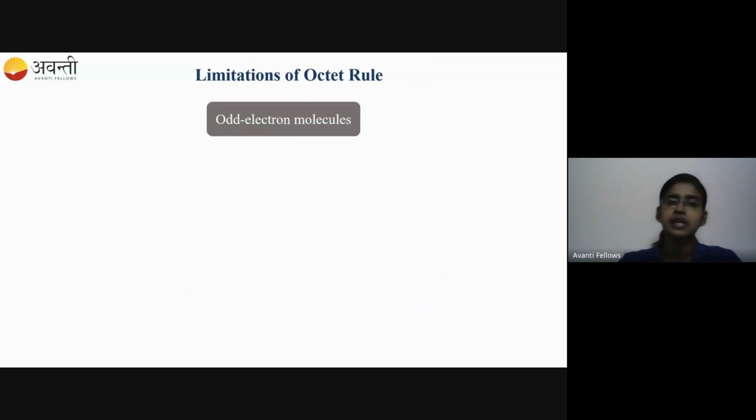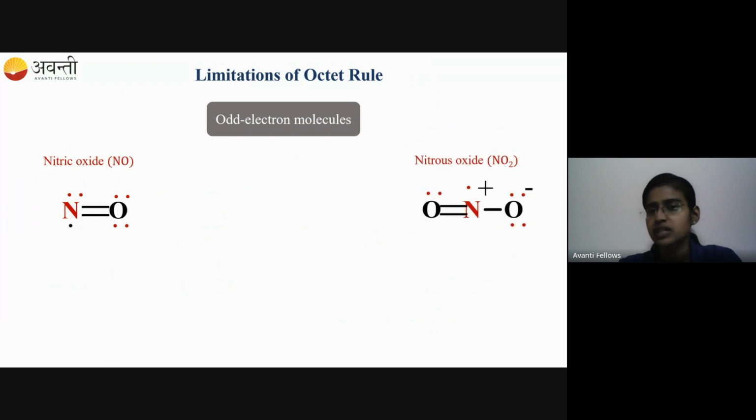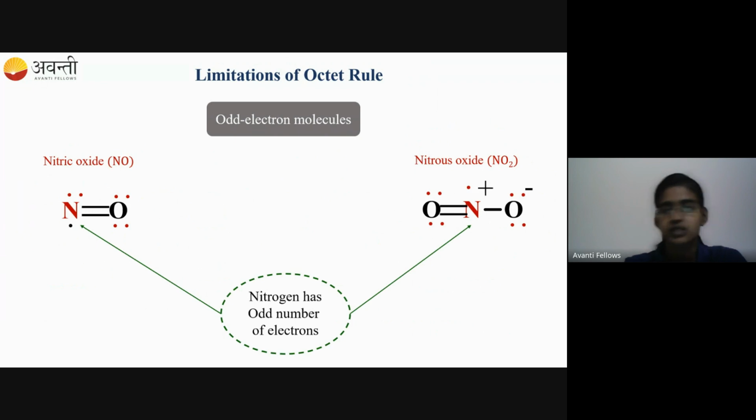So the second limitation is odd electron molecule. So only 2 molecules will fall under this category. One is NO, nitric oxide, and the other one is nitrogen dioxide, which is NO2. Okay. So in both the compounds, if you see, nitrogen has odd number of electrons. So in the first molecule, you see how many electrons? 1, 2, 3, 4, 5, and 6, 7. So around this nitrogen, we have only 7 electrons, which is odd number. Okay, it is not 8.